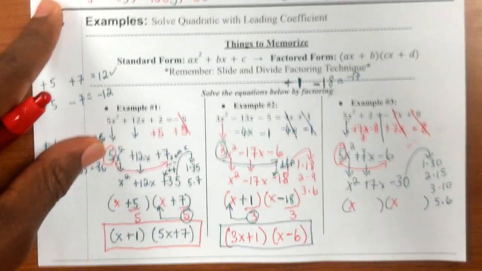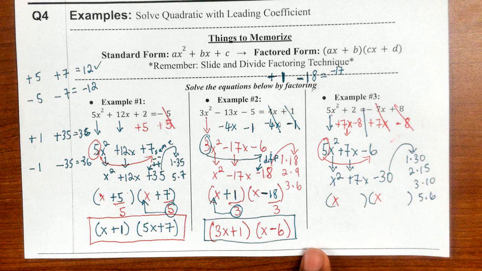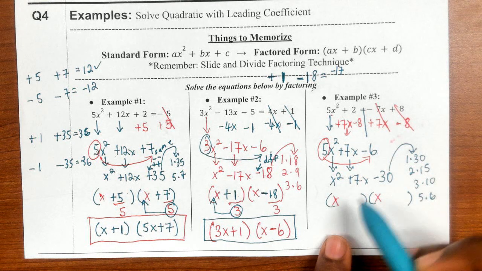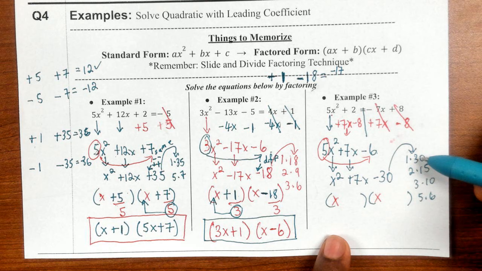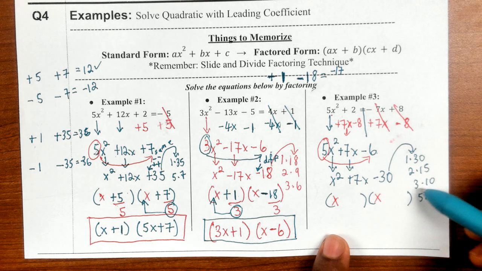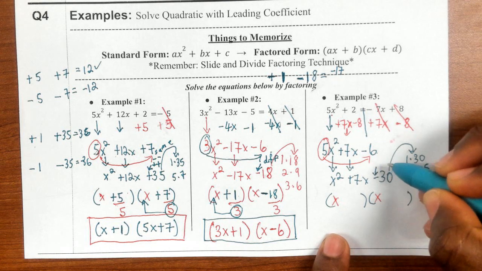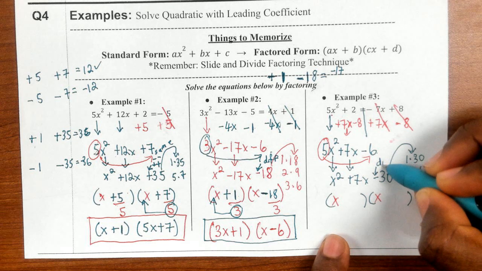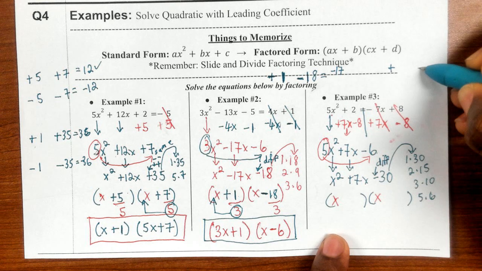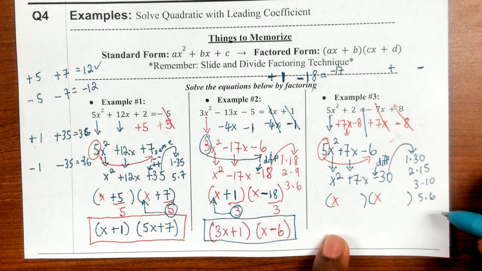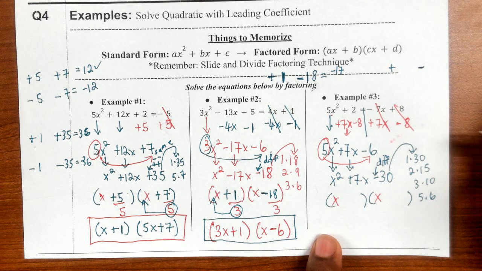So I need to get a 7. Which pair do you think would add and subtract to give me a 7? Yeah, the 3 and the 10. You can always use your hints to help you: when you see a negative here, it's going to be different signs. That means one of them is going to be positive, the other is going to be negative. That's how I could decipher that it has to be different signs.